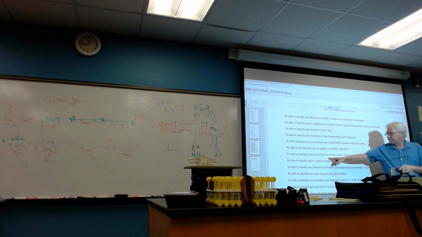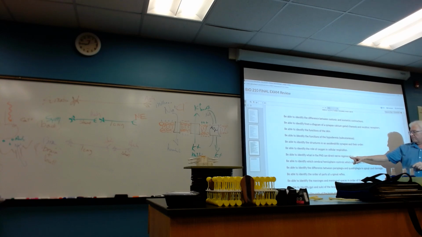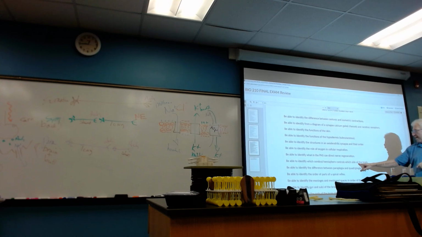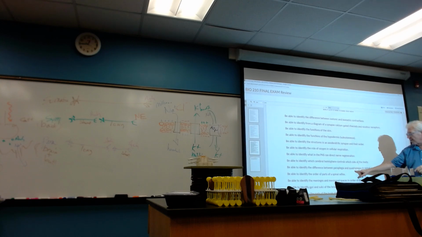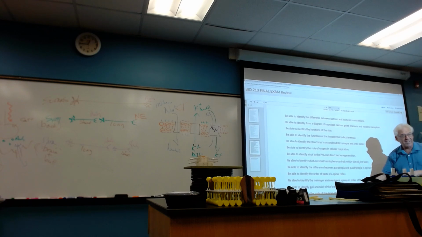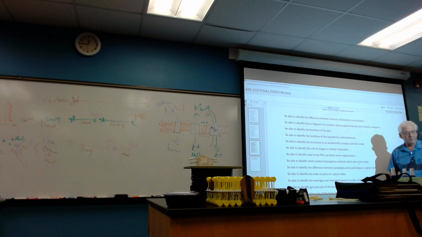Okay, PNS. Can we do direct nerve generation? Only if the soma is intact. Be able to identify which cerebral hemisphere controls what side. We did that today. Be able to identify the difference between the plegias. Be able to understand parts of a spinal reflex. See, this is kind of like reviewing what we're just going to take a test on.